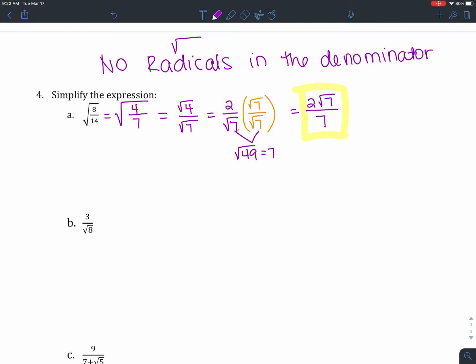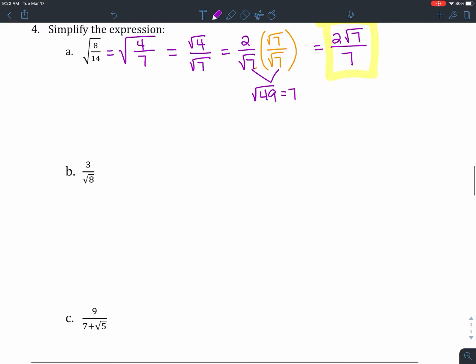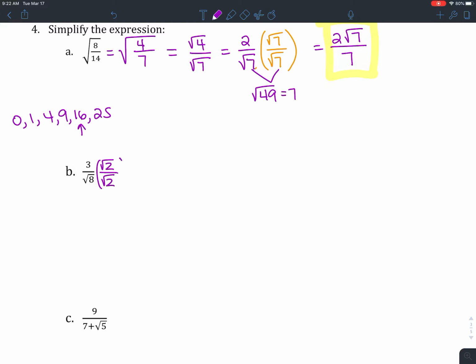Okay. Part B, 3 over square root of 8. Now, I could simplify square root of 8, or I could just multiply by something that would make this a perfect square. So my perfect squares are 0, 1, 4, 9, oops, I skipped one, 16, 25. Now, I can multiply 8 by something to get that. So I'm going to do square root of 2 times square root of 2, because that gives me square root of 16, which is 4. My numerator becomes 3 square root 2 over 4, and that is the most simplified version.